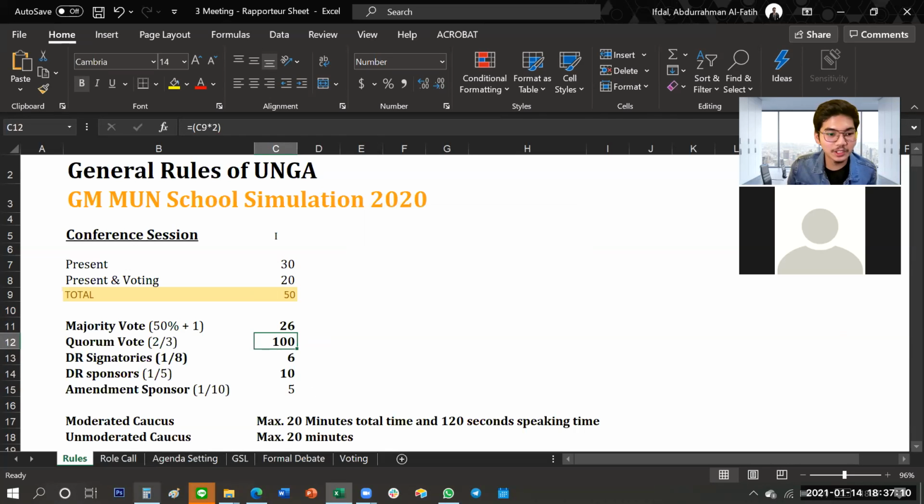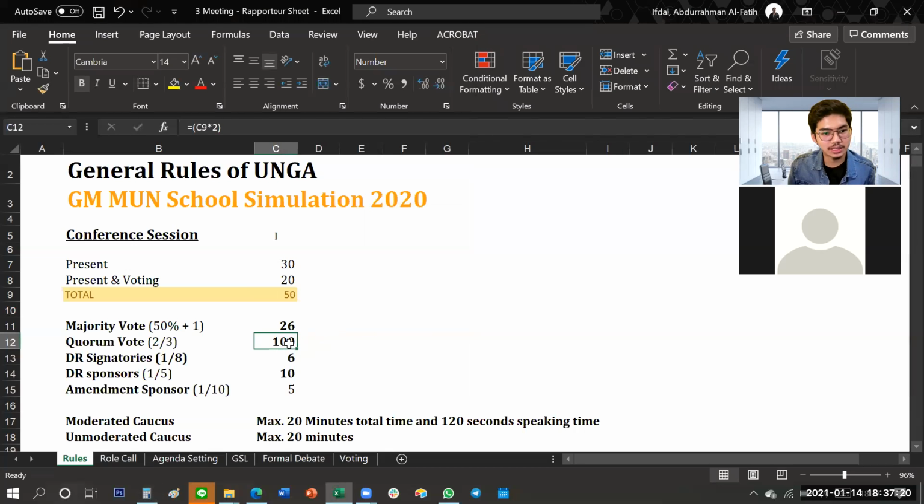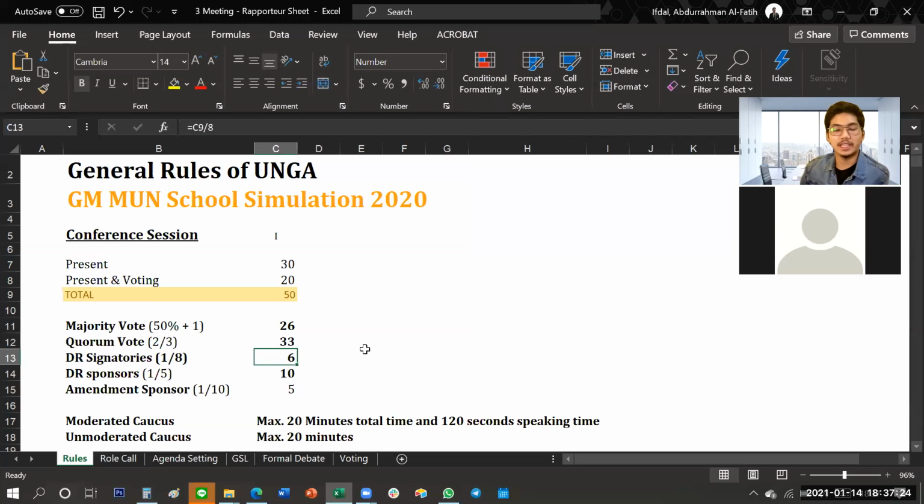Okay, so we will use an offline calculator, not Excel. So 50 times 2 divided by 3. There will be 33 delegates who need to pass a resolution. This is a situation where it actually gets pretty hard for a block to gather this vote.